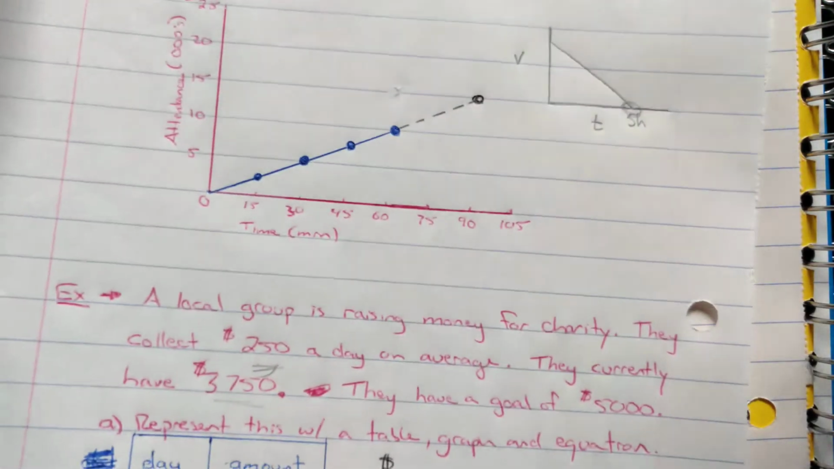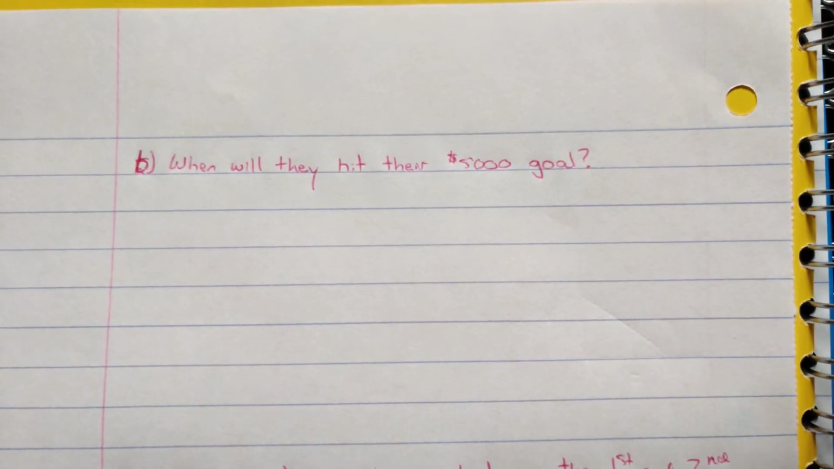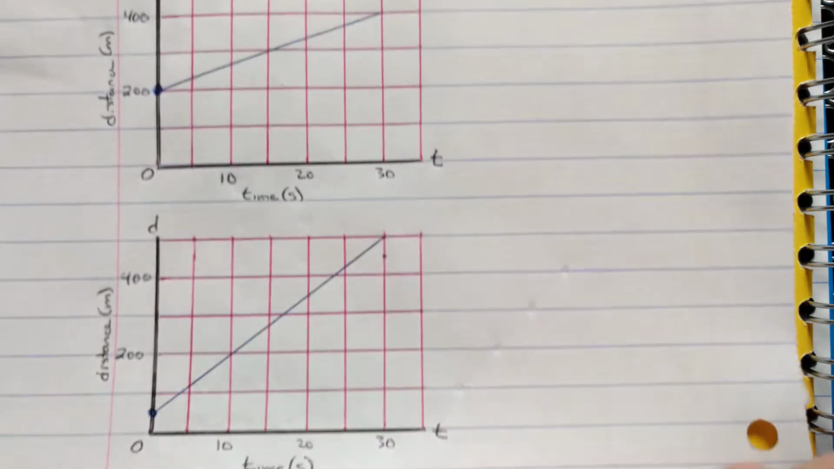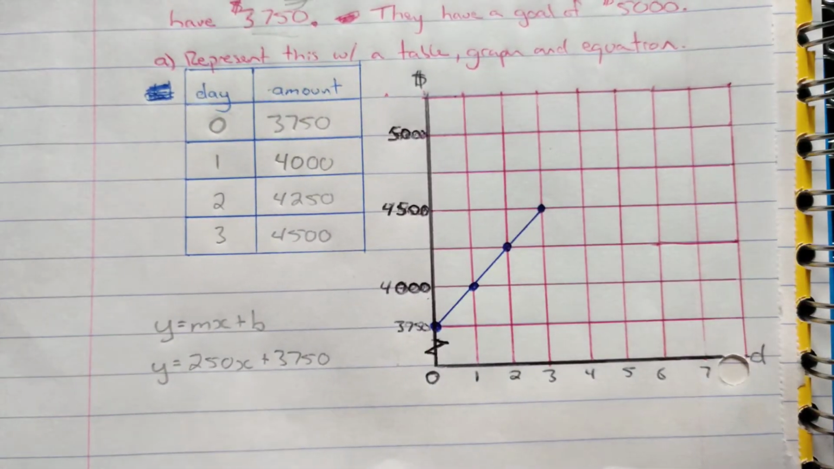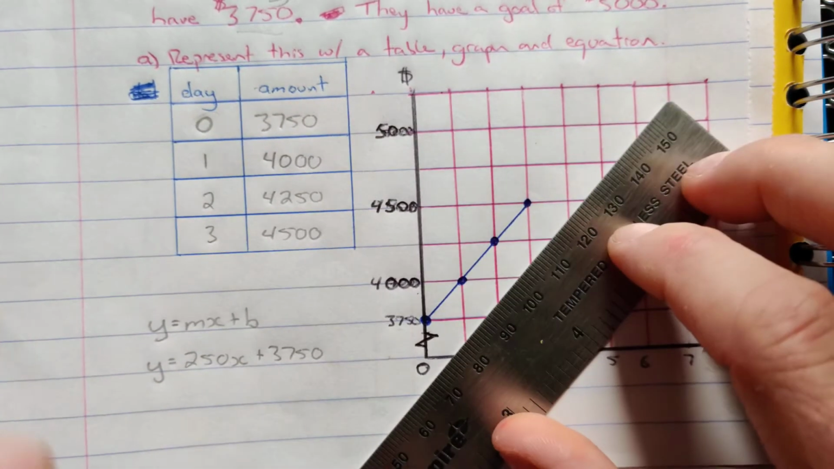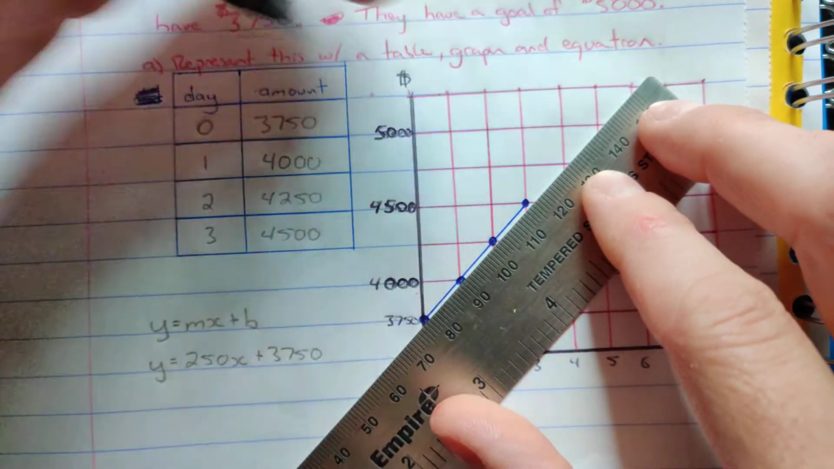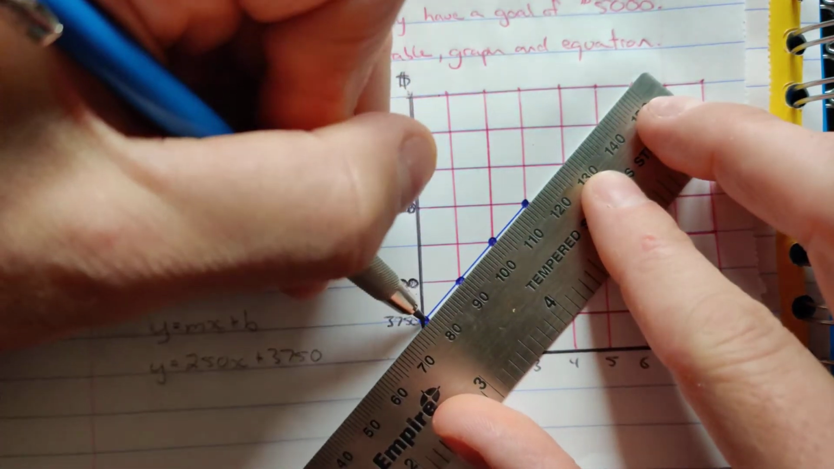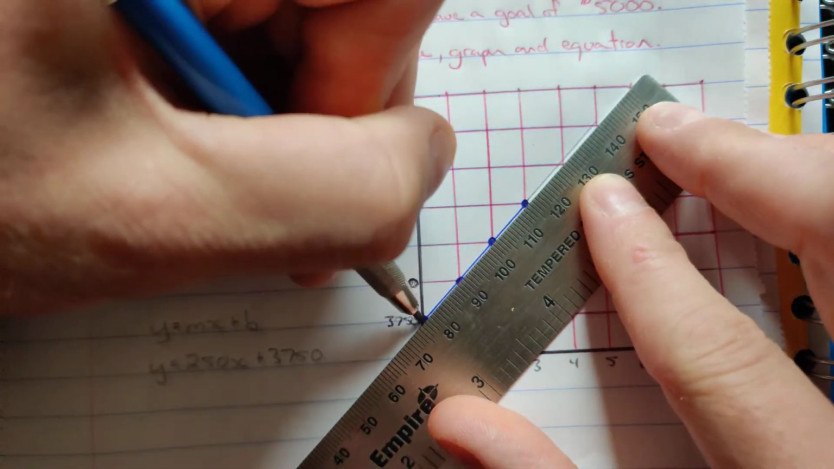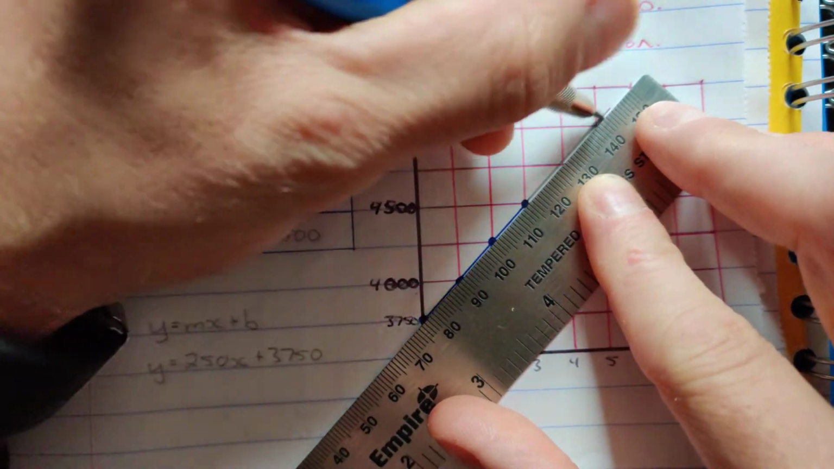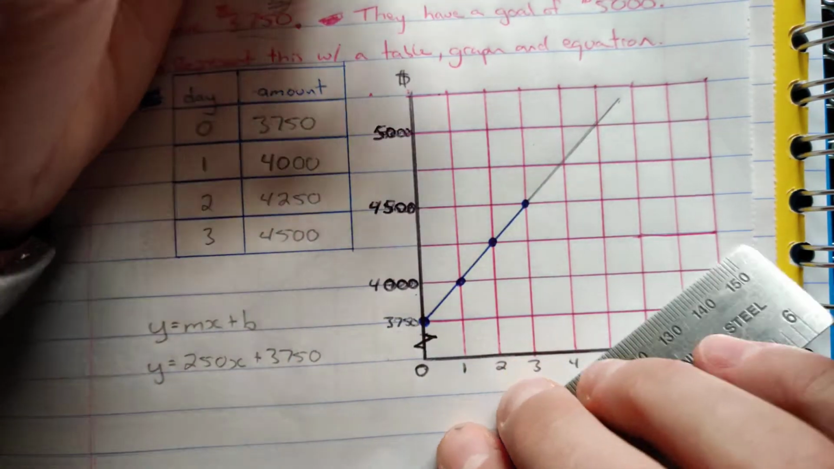Now, on the next page there, it says, when will they hit their $5,000 goal? Well, there's a couple ways of doing that. One, we can take our graph on here, and I'll use pencil to extend it. It'll stand out differently. I'm going to extend my graph and extrapolate. And now graphing's not always the best because our lines might not line up perfectly. And you see here, I'm kind of above 5,000.